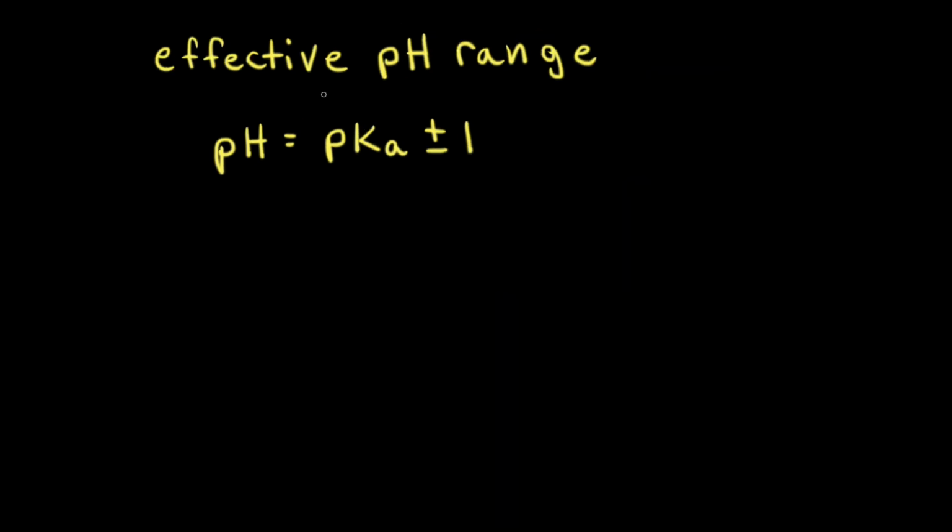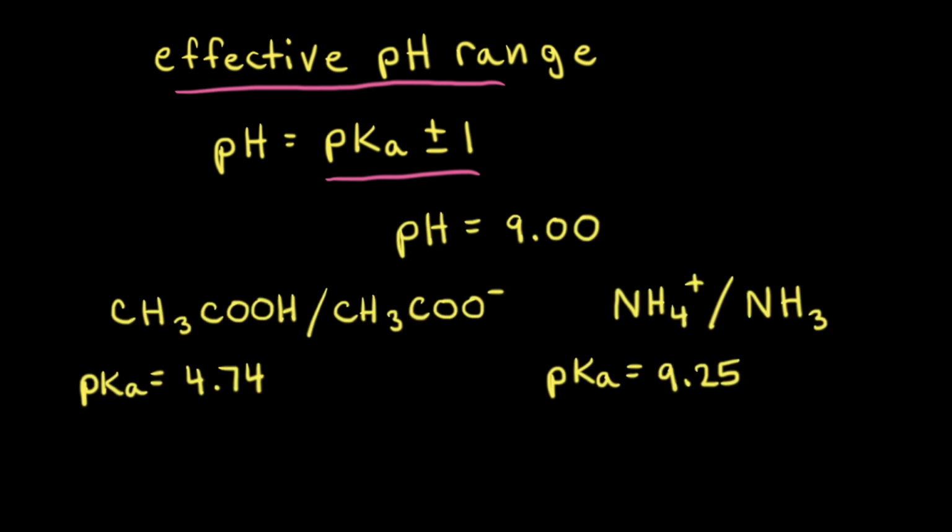By the calculations that we've just done, we've seen that the effective pH range of a buffer is plus or minus 1 of the pKa value of the weak acid. Let's use this concept of an effective pH range to choose a buffer solution. Let's say we want to buffer a solution at a pH of 9.00 at 25 degrees Celsius. And suppose that we have two choices. We could either choose an acetic acid acetate buffer, or we could choose an ammonium ammonia buffer.